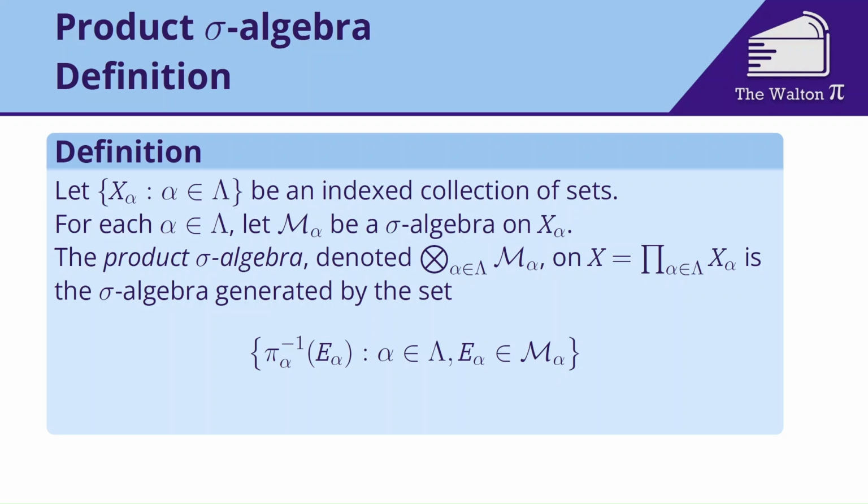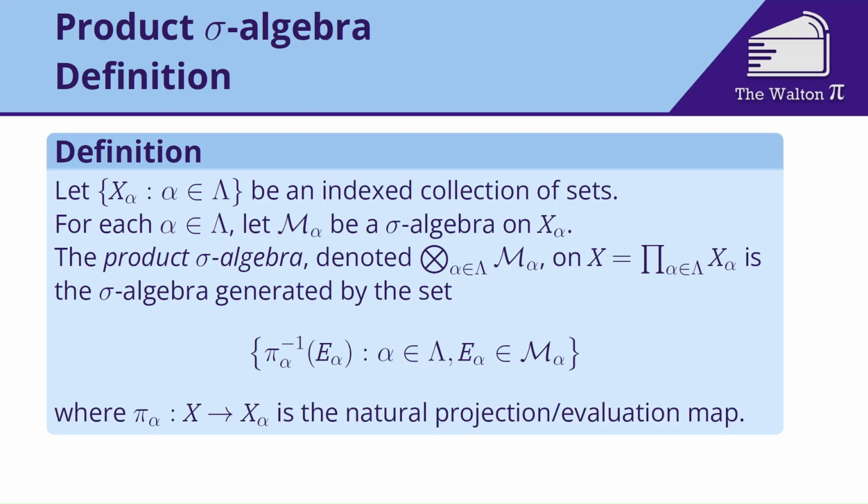Okay, so pi alpha is the projection map. We're saying, if I start with an E alpha, I'm going to unproject it to the set of all points that would project down into that E alpha. So by taking that, we get this sort of backwards stripe: everything that could project down onto being E alpha. That is going to be our set, where pi alpha from X to X alpha is our natural projection or evaluation map. So that's exactly what this is.